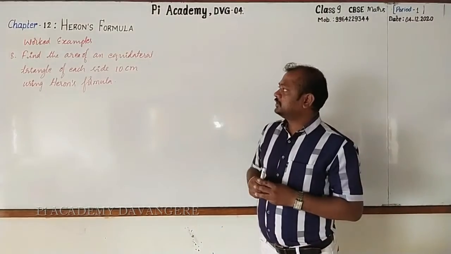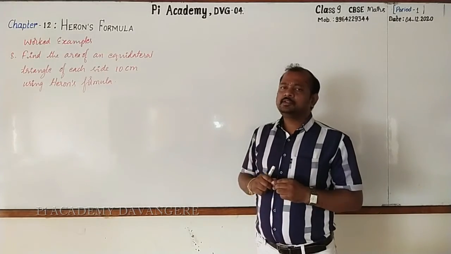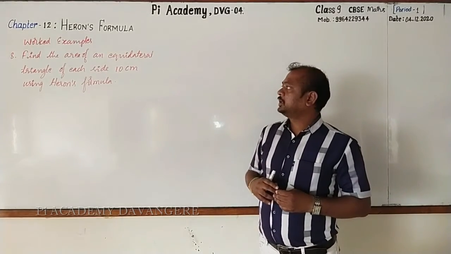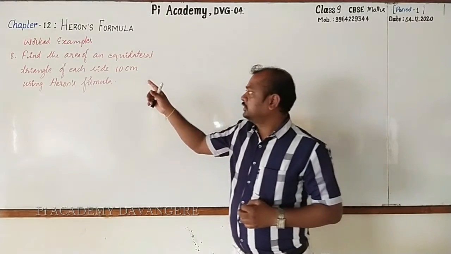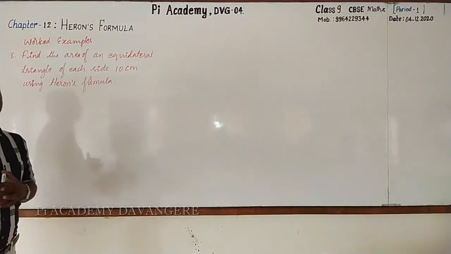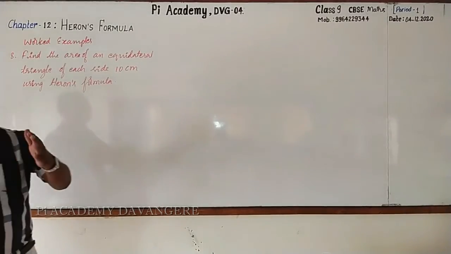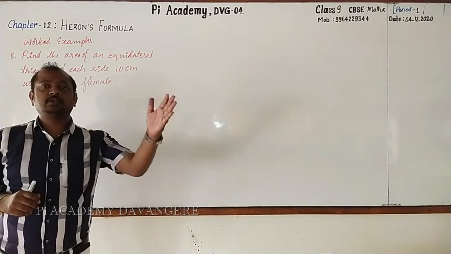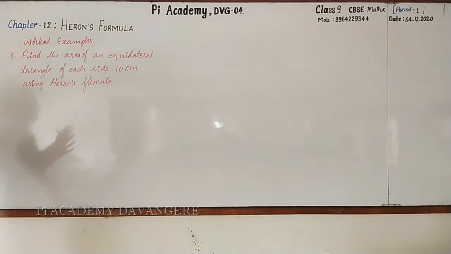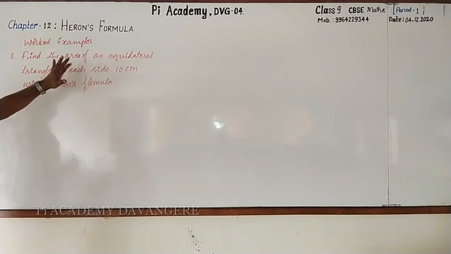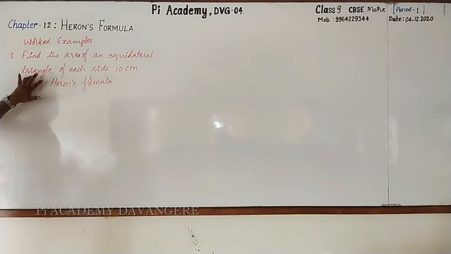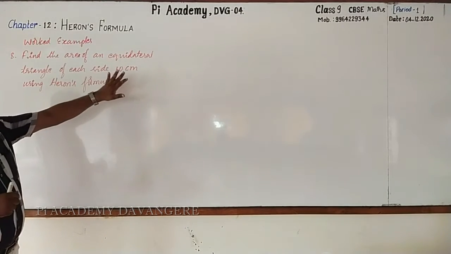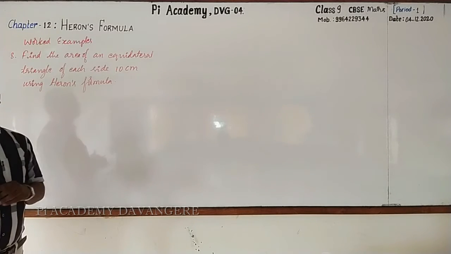Dear students, now we are moving to 8th one. This is also an interesting one because here we know how to find out area of an equilateral triangle by using the formula root 3 by 4 into a square. But the same area can also be found out by using Heron's formula as well. Such a question is given. Please go through this. See, find the area of an equilateral triangle of each side 10 centimeter using Heron's formula.